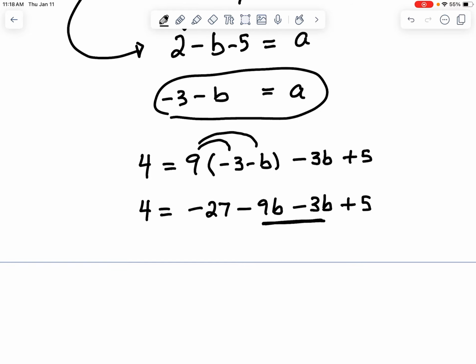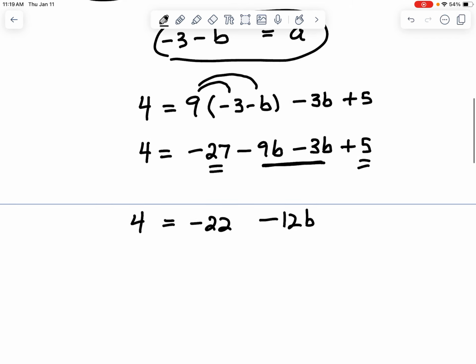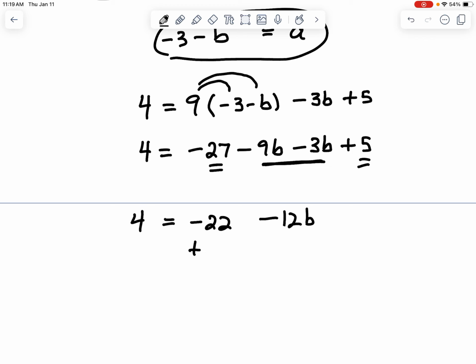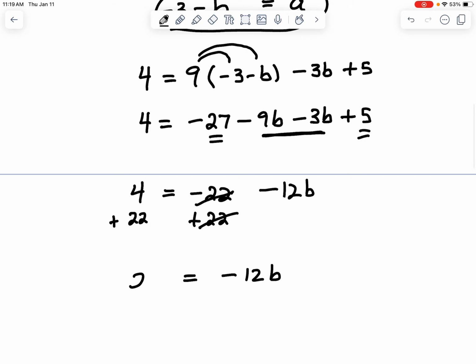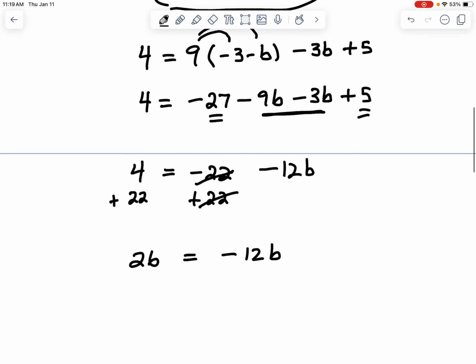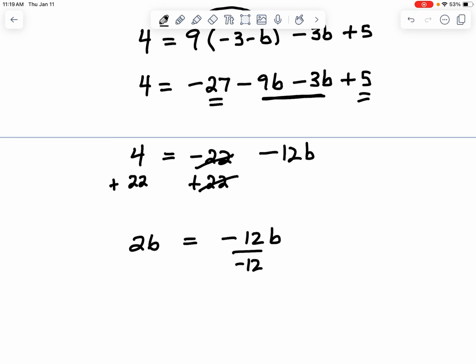So on the right side, if you combine the b's, that's going to be negative 12b, and the 5 and the negative 27 is going to make negative 22, and the 4 is just sitting there patiently waiting for us to finish. So 2 more steps to solve for b, add 22 to both sides. So we're going to have negative 12b on the right side and 26 on the left side. And then divide by negative 12 and divide by negative 12.